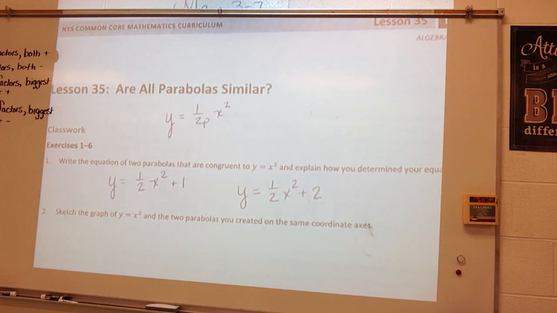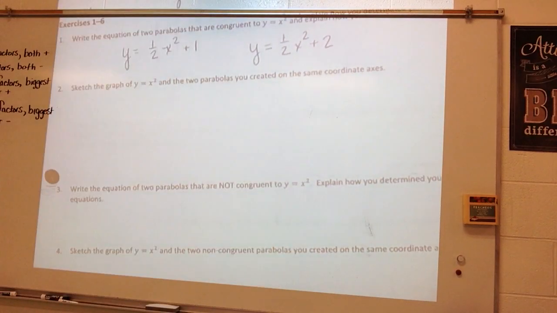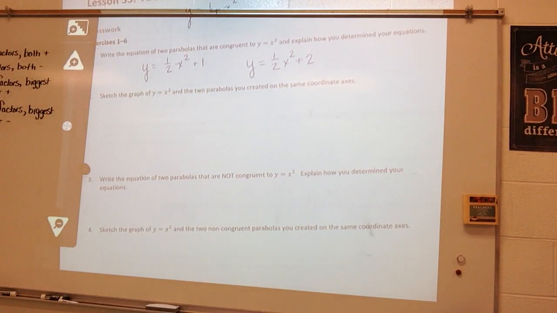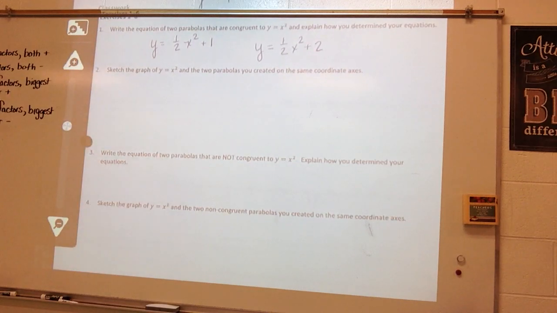Number 2, sketch a graph of y is equal to x squared and the two parabolas you created on the same coordinate axes. Go ahead and do that. I'm not going to spend time graphing it. I want you to go ahead and graph it and look and see what you get.